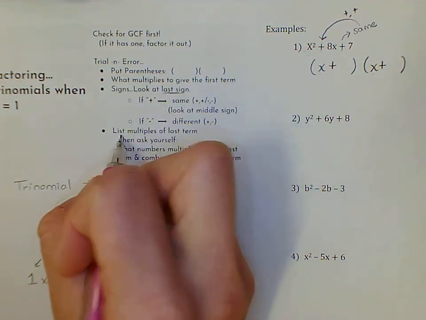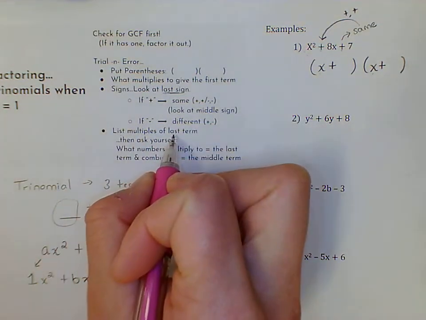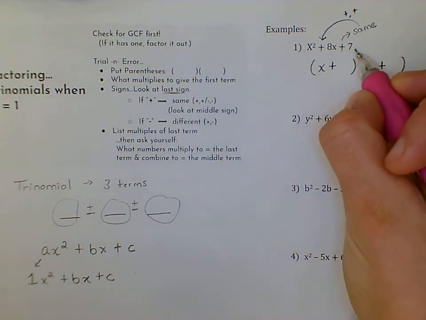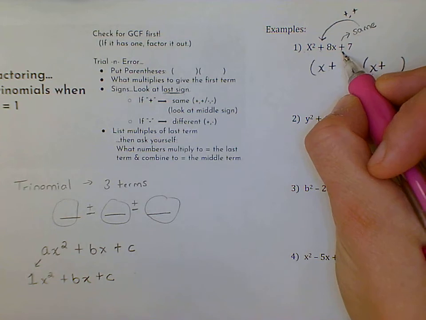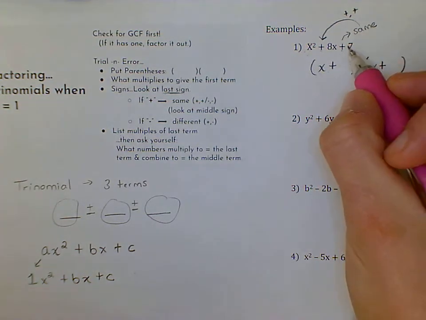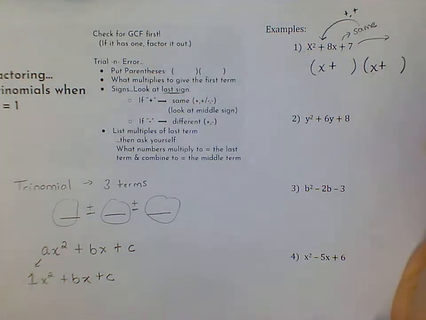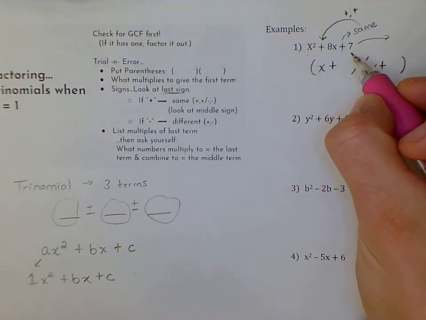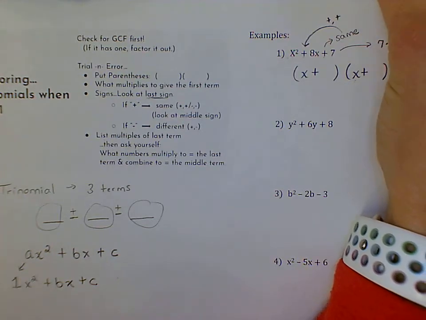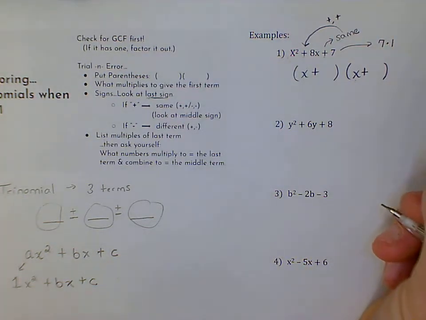You're going to start by listing out the multiples of the last term. In other words, what multiplies to give you this last number? And you don't even have to look at the sign that's with it, because we're going to deal with that in a moment, okay? So, well, let's write to the side. What multiplies to give me a 7? Well, this one's pretty easy. The only thing that multiplies to give me a 7 is 7 and 1, okay?